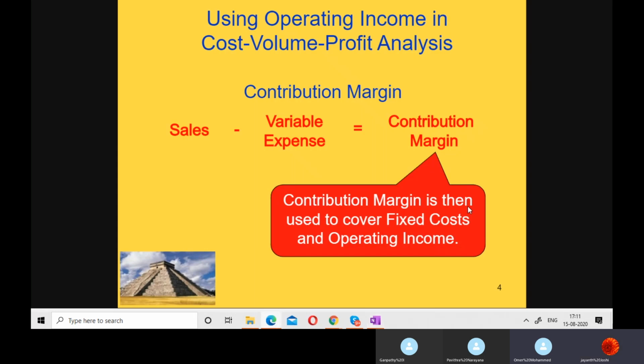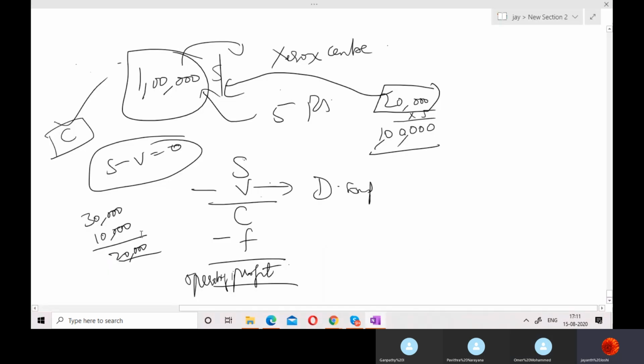So the contribution margin is used to cover fixed cost and operating income. That means if you get a positive figure of contribution, you can cover your fixed cost. That means you get confidence. When you get a contribution of 30,000, you get confidence: now I can really cover my fixed cost of 10,000, and when I cover my fixed cost, I ultimately get a profit of 20,000.